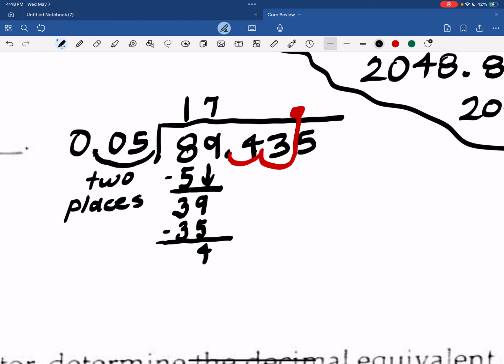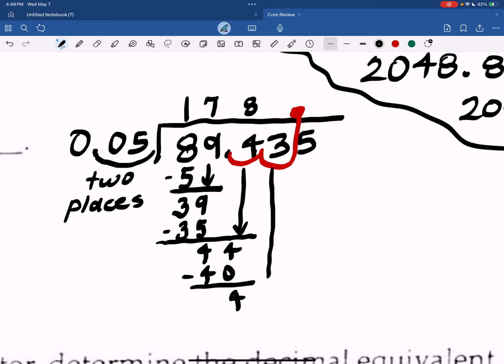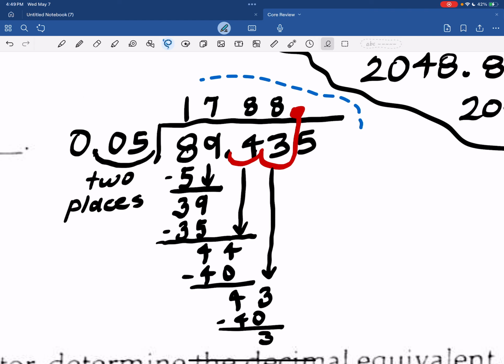I used to teach this with graph paper because I wanted my students to keep that in a straight line. That's very important. Draw arrows, and that will help you as well. Bring down this 4. 5 into 44 goes 8 times, and 8 5s are 40. Subtract. Bring down this 3. 5 into 43 goes 8 times, and 8 5s are 40. Subtract. And I'm going to need a little more space.